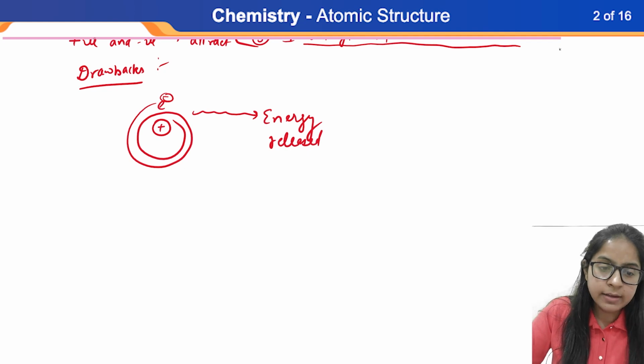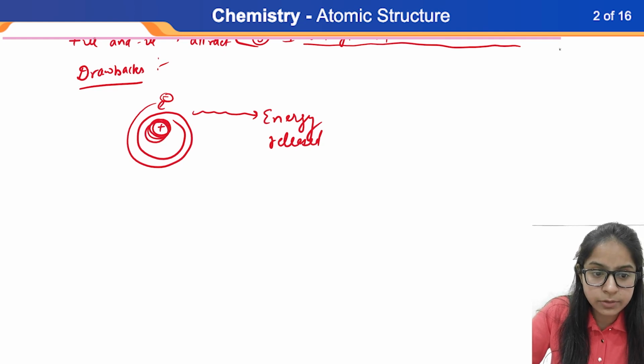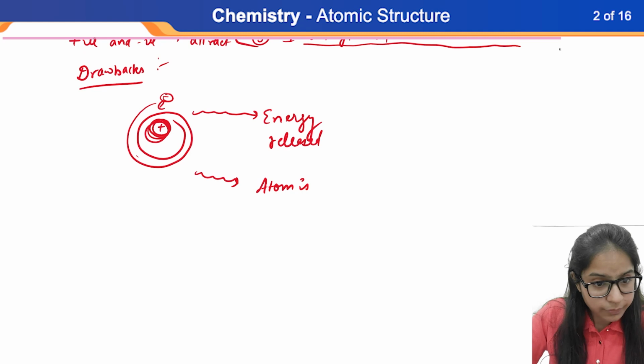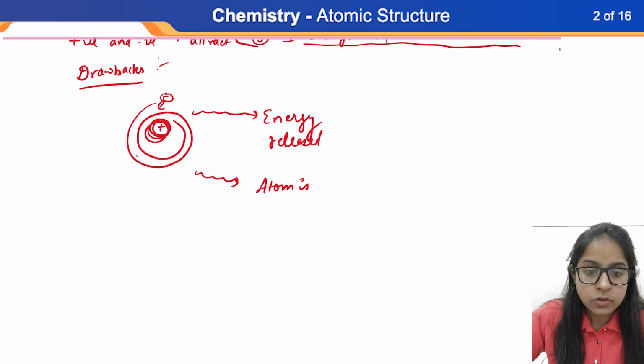So with that, the electron in some time can collapse into the nucleus. This means our atom is not stable because it is going to collapse. The electron is going to release energy, and in some time it is going to fall into the nucleus. So our atom should not be stable.